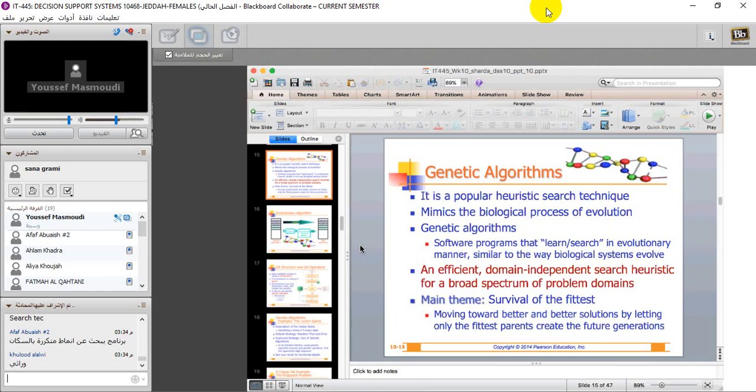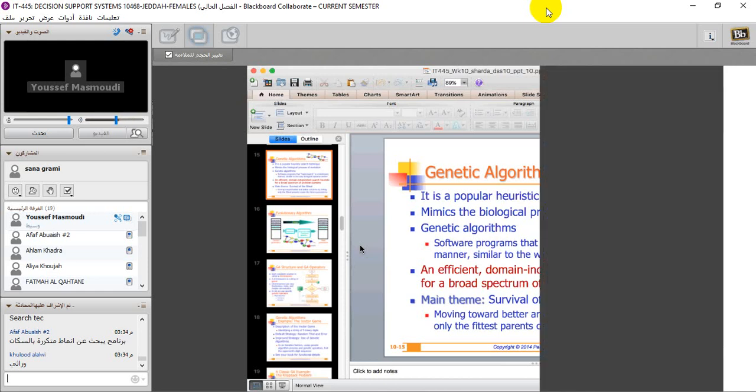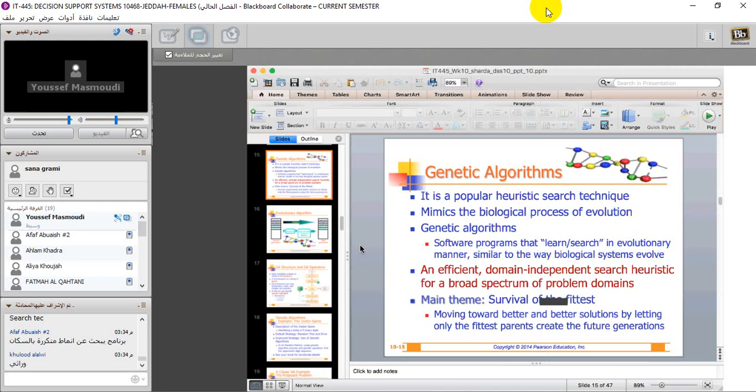Okay, let's say we have two parents, okay, they will have a child. This child will have the characteristics coming from his parents, okay? So if his parents are in good health, if they are beautiful, if the fitness is good, so the child will also have these characteristics, right? If not, also the child will have bad characteristics. Okay. This is the principle of the genetic algorithm.